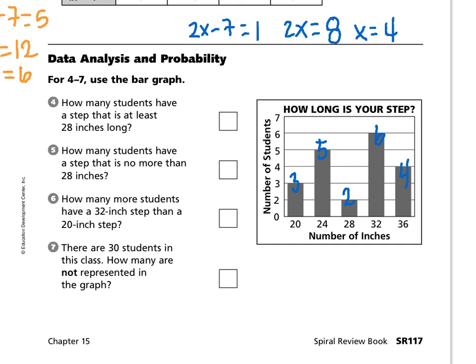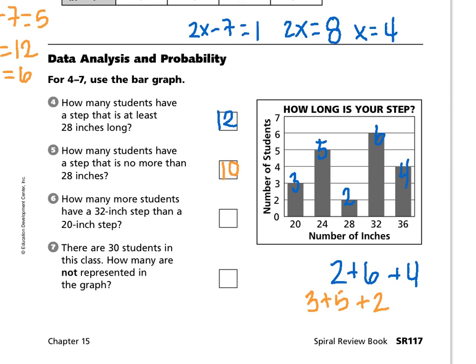So how many have at least 28 inches? That would be 2 plus 6 plus 4, because those are all at least 28 inches long. And I know that's going to equal 12. How many students have a step that is no more than 28 inches long? So I would not want anything higher than 28 inches. So that would be 3 plus 5 plus 2, and I know that's going to equal 10 students.